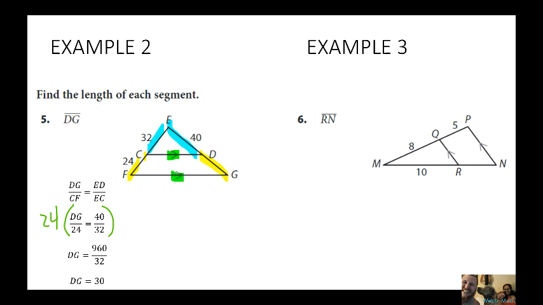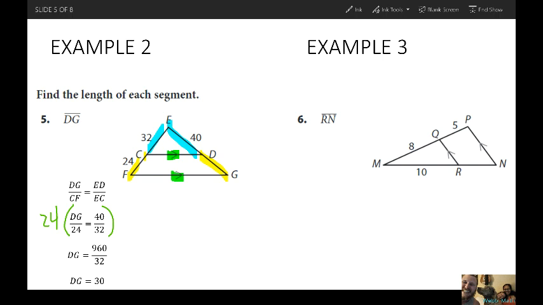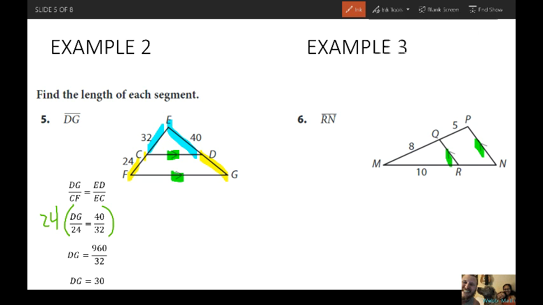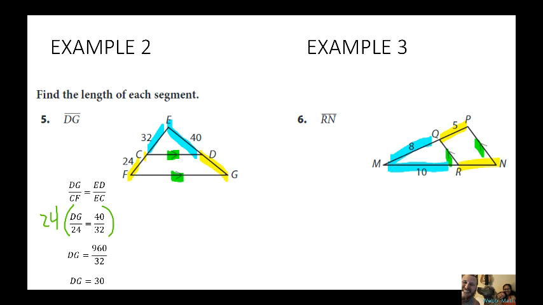Epic. Now, example 3. Or number 6, because I apparently forgot to take out the 6. First they tell us that these guys are parallel again, right? So that's good. So the triangle proportionality theorem should kick in. We're looking for RN, and RN is going to be proportional to QP, and MR should be proportional to MQ. So you should get a proportionality statement like this.